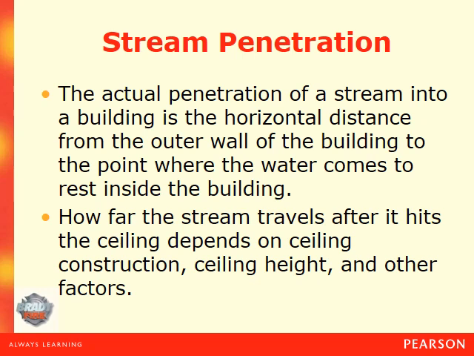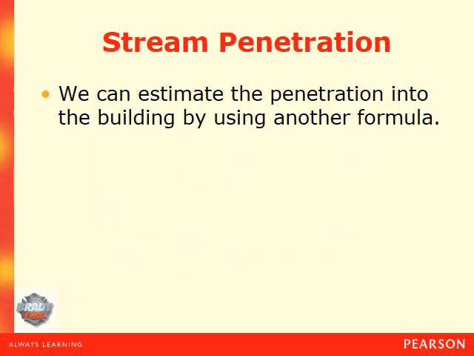The actual penetration of a stream into a building is the horizontal distance from the outer wall of the building to the point where the water comes to rest inside the building. How far the stream travels after it hits the ceiling depends on the ceiling construction, ceiling height, and some other factors. We can estimate the penetration into the building by using another formula. Of course, we have formulas for everything, hence the goal of this class.